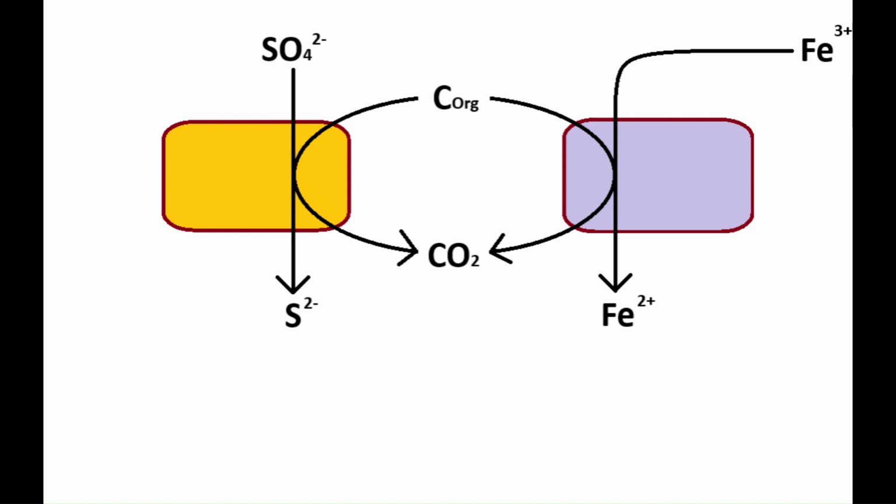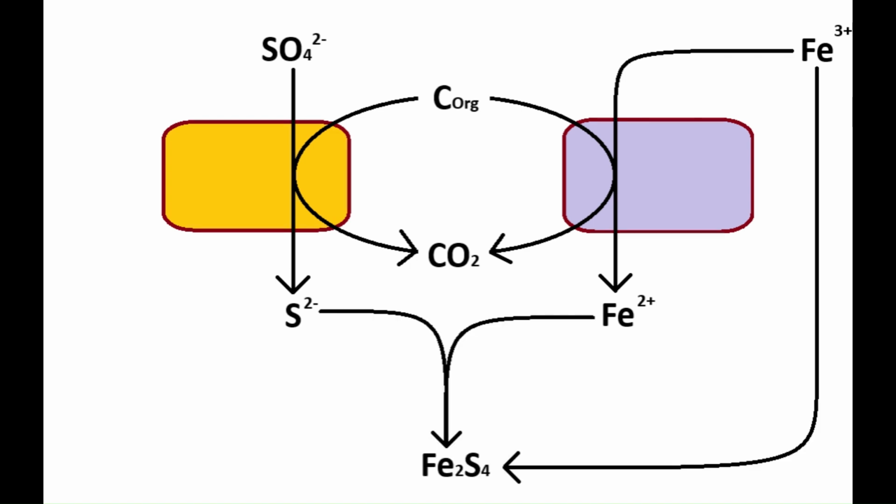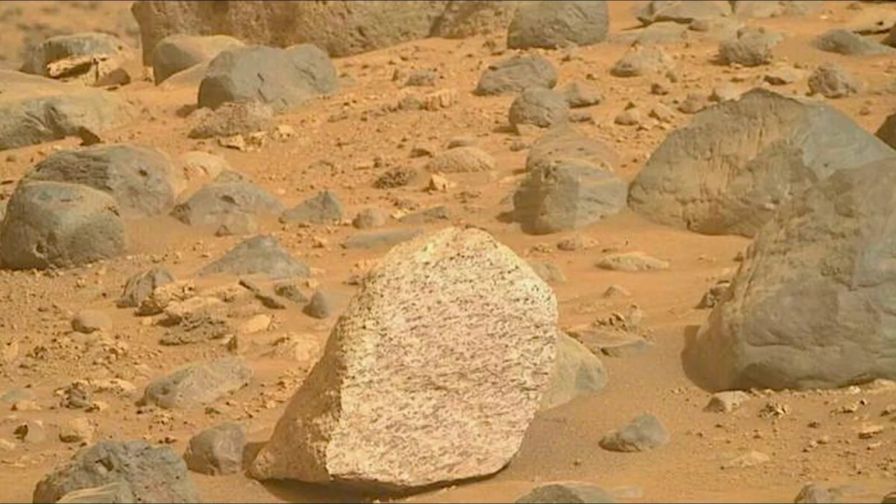In a biological setting, many species of microorganisms can use either iron 3 or sulfate as an electron acceptor to oxidize organic carbon instead of oxygen as an energy source. The resulting sulfides and ferrous iron will then precipitate out with the remaining ferric iron to form greigite. Interestingly, there was also organic matter found in proximity to the greigite on Mars, indicating that it may have been the product of microbial respiration.